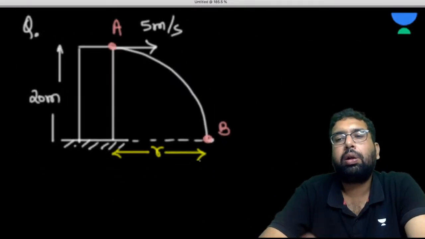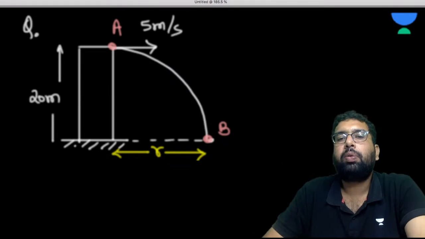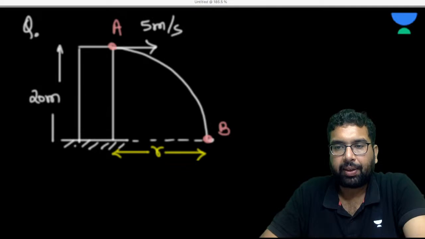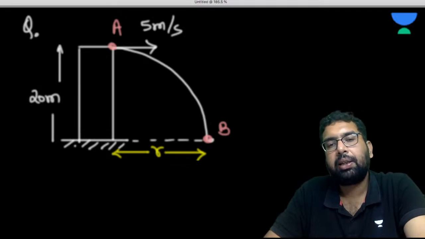Okay, so now we want to find the velocity at B. Many students make a mistake here. Let's see what the possible mistake could be in this case. Many students end up finding only the velocity in the y direction.